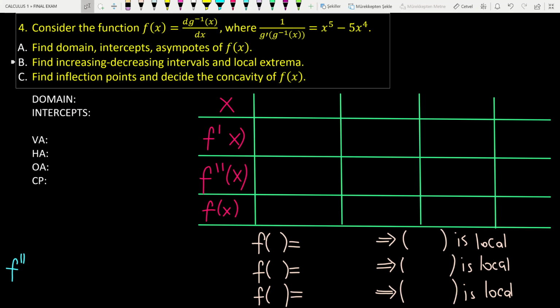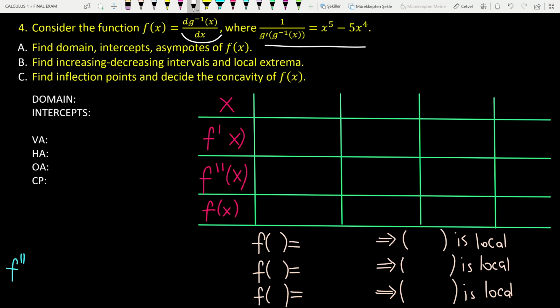This is question 4. Consider the function which is given by this expression. As you see, the function is not directly given, and you have this expression. If you look at the left hand side of the equality, you see that this is actually the definition of the derivative of inverse function. So this is the formula of the definition of the derivative of g, right? So this is that one actually. So this is equal to f of x in this case.